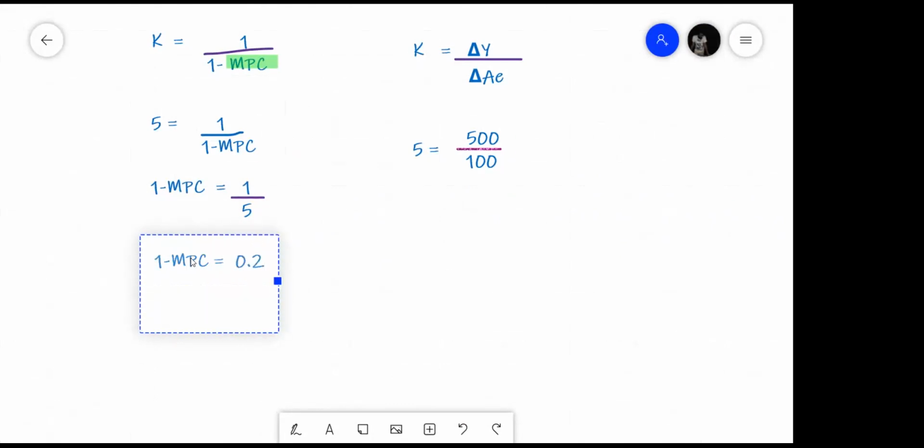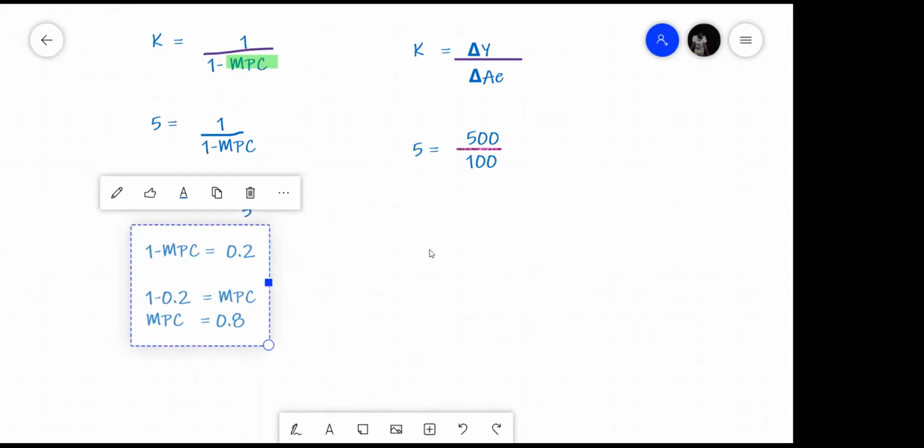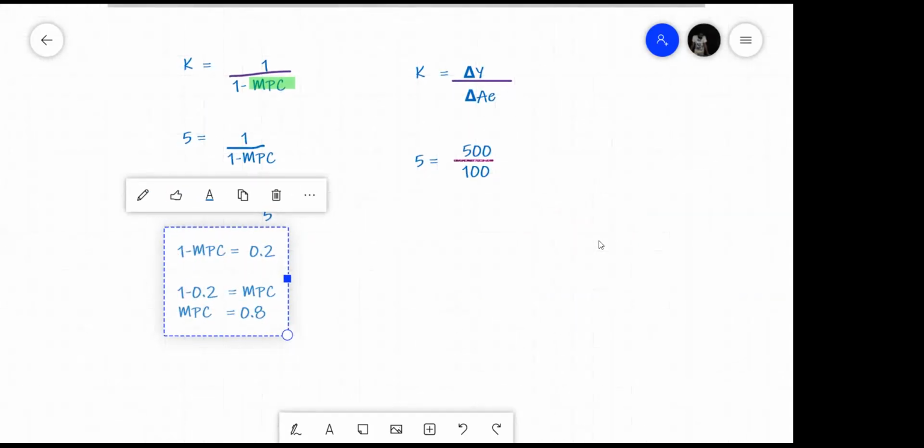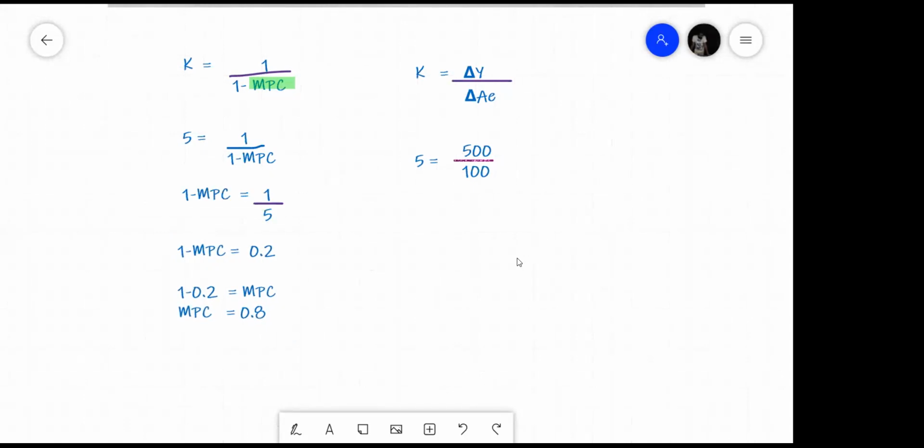Now let me take the MPC onto the other side, and I'll take the 0.2 onto this side. So 1, the plus 0.2 becomes minus 0.2. Minus MPC, when I take it to the other side, becomes plus MPC. So how much is MPC equal to? 1 minus 0.2 is 0.8. Simple question. You don't even have to do the calculation. With practice, you should be able to get this, right?